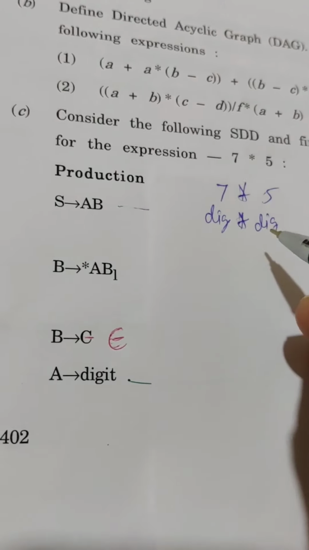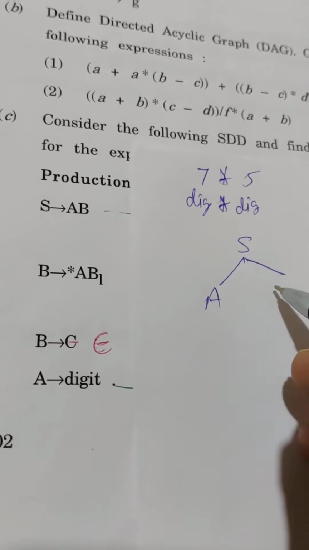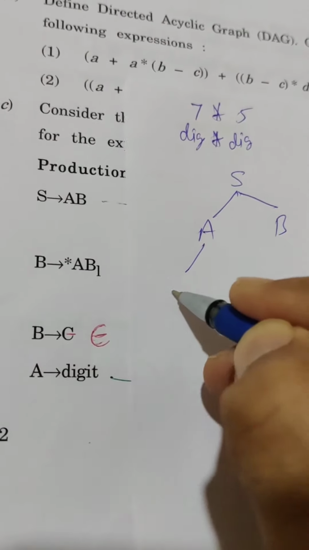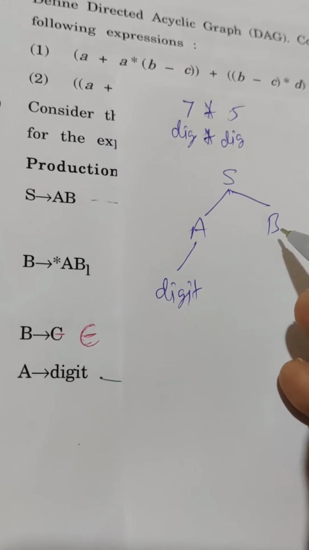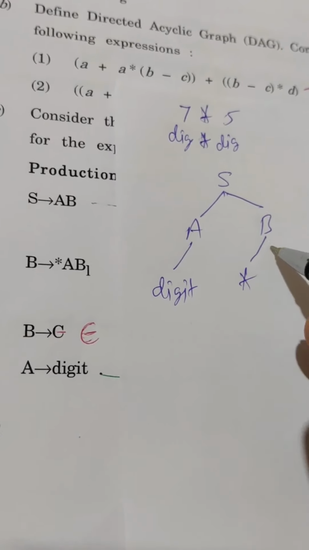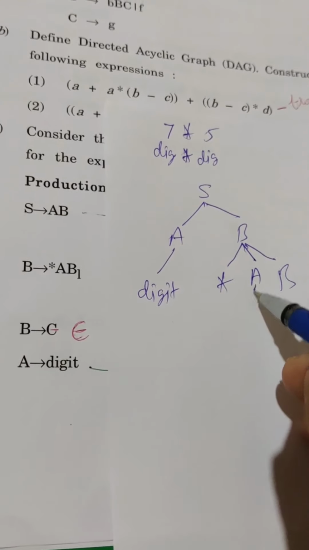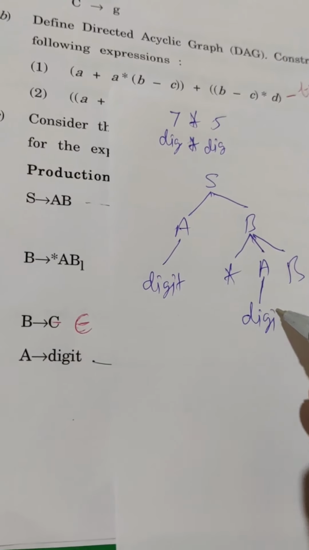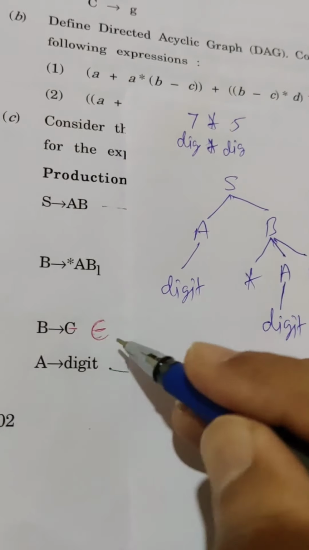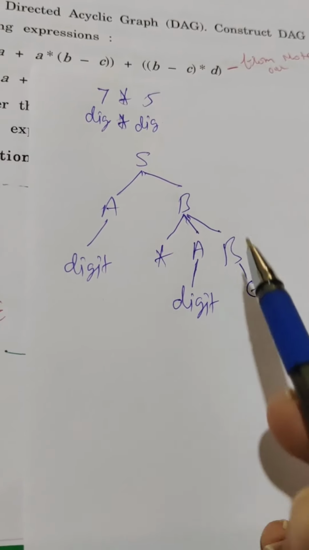From this grammar, S is the starting non-terminal, so we start from S. That gives you A and B. Now this A further goes to digit. From B we want star and digit, so B goes to star A B. Now this A further goes to digit. Then we don't want anything more, since we have digit star digit, so this B goes directly to epsilon to finish. So we got digit star digit. This is the parse tree.